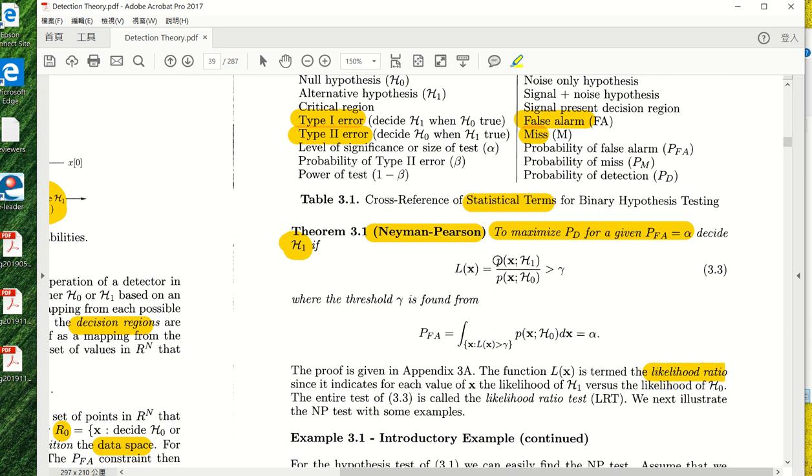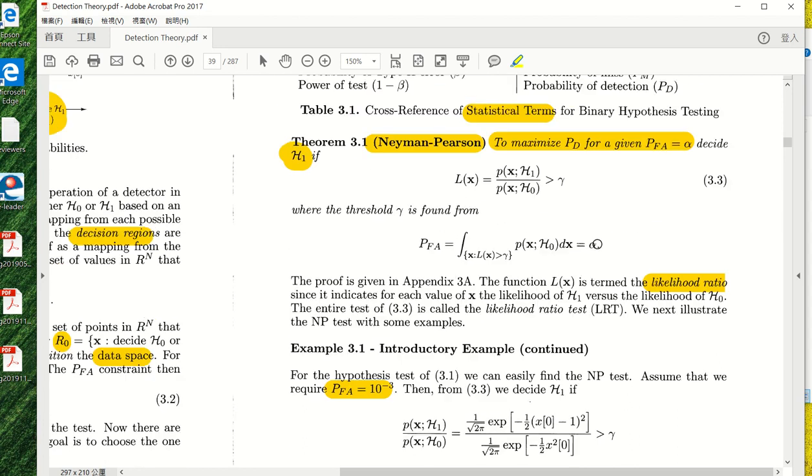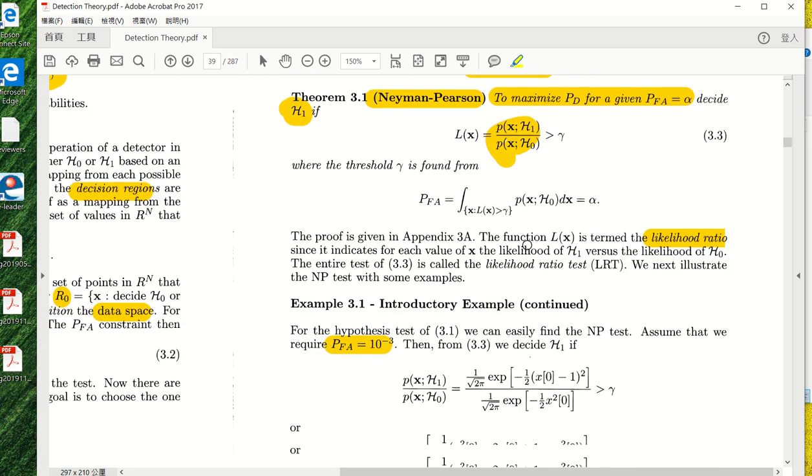So you assume that L is P of X conditional on H1 over P of X conditional on H0, larger than gamma. Then assume that we require this level of probability of false alarm. Then we do the formulation for this, and it gives us this. How come? Try to imagine this. Conditional on H1, you have a Gaussian distribution. Conditional on H0, you have another Gaussian distribution. So in fact, you have two Gaussian distributions, one with zero mean and the other with mean equal to 1.